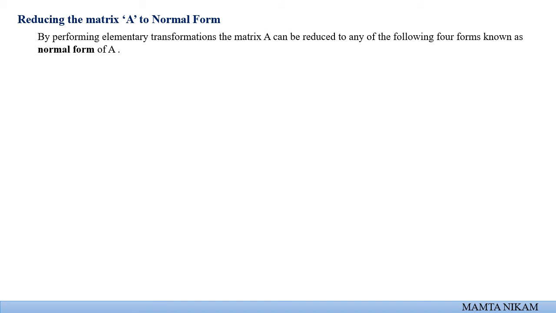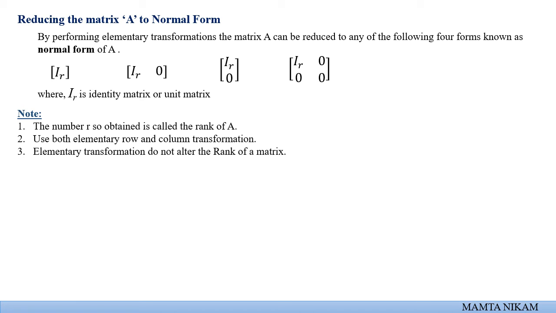Another method to find the rank of a matrix is by reducing the given matrix to normal form. So what is a normal form? When we perform elementary transformations on a given matrix and reduce it, and on reduction we obtain any one of these four forms, such a form of matrix is known as the normal form of the matrix. What is I here? I is nothing but an identity matrix, or you can call it a unit matrix, of order R.